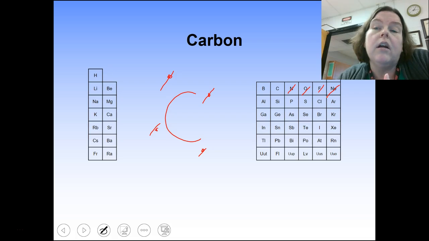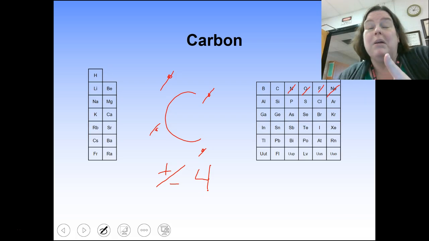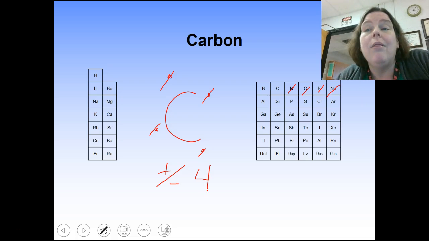Well, in reality, carbon very rarely forms an ion because of that cost. It doesn't choose to take that cost on. But officially, carbon can be a plus or minus 4. Why? Because carbon could go either way. The cost efficiency is the same either way. It's $400. Carbon rarely chooses to form an ion.